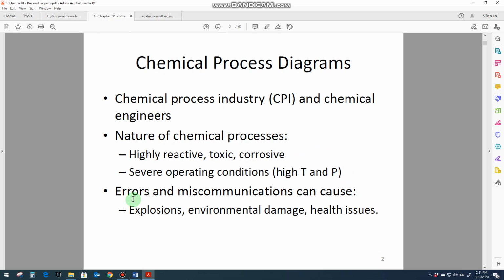And now, what are the errors and miscommunications and what can they cause? If you design any process and there is some error or any miscommunication, then the process can lead to an explosion. So, these are some of the hazards. There could be environmental damage, or there could be some health issues to the people that are working on the plant.